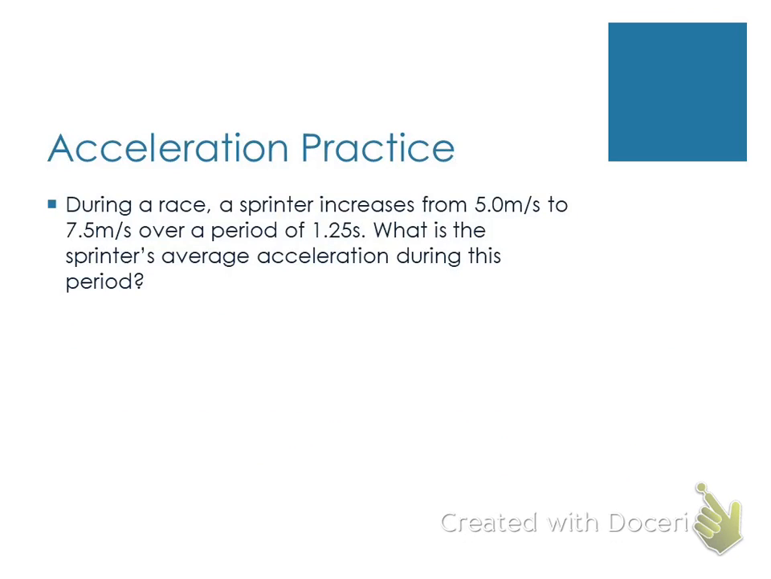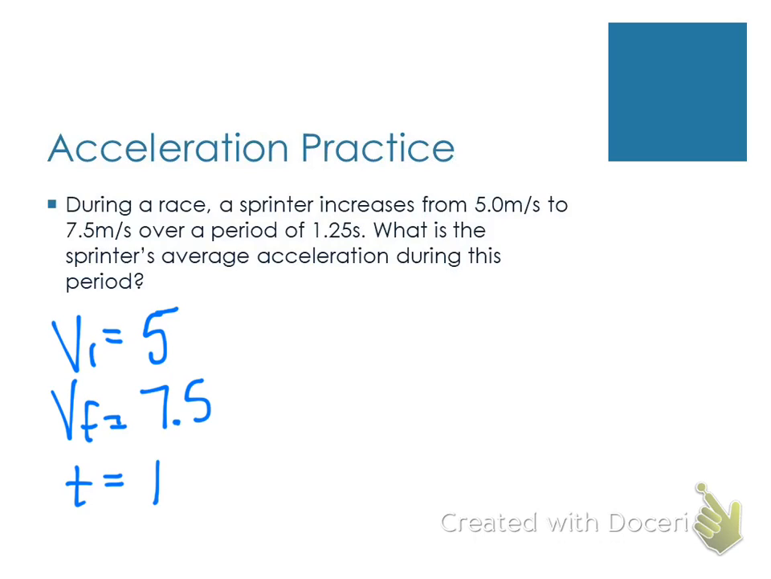This one should be pretty easy. A sprinter increases from 5 meters per second to 7 meters per second over 1.25 seconds. What's their average acceleration during this period? Okay, again, average acceleration is what we're solving for all the time, so don't let that word throw you off. Velocity initial is 5. Velocity final is 7. And time is 1.25.